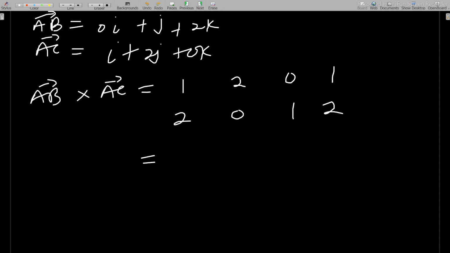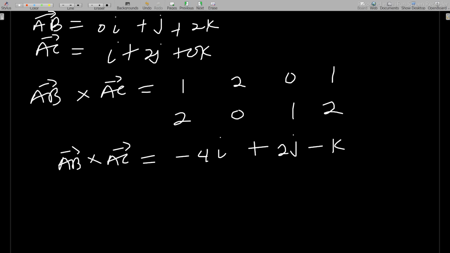So 1 times 0 is 0, minus 2 times 2, which is 4, and that will be 0 minus 4, that will give you negative 4i, and plus 2 times 1, which is 2 minus 0, and that will be 2j, and plus 0 times 2, which is 0 minus 1, that will be negative k. Let me put it that way, and that is AB cross AC.